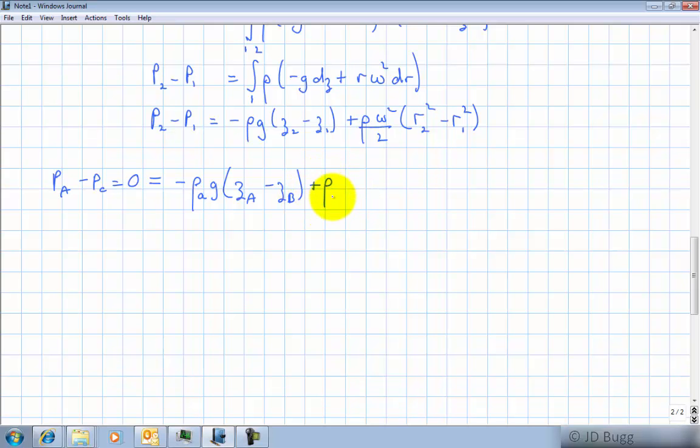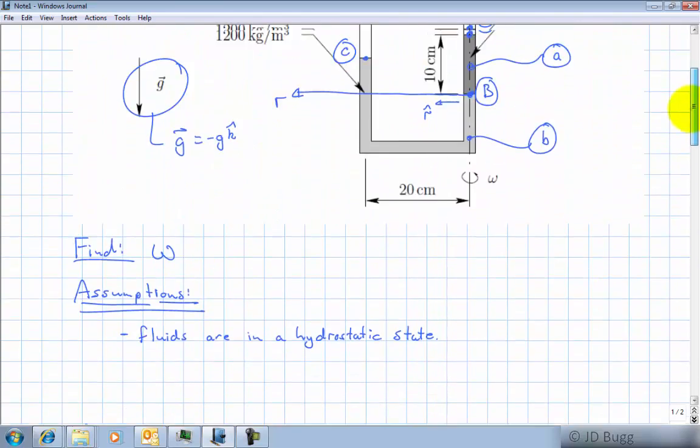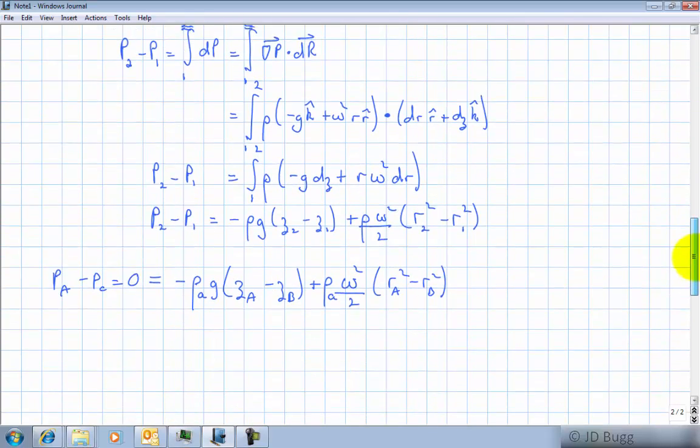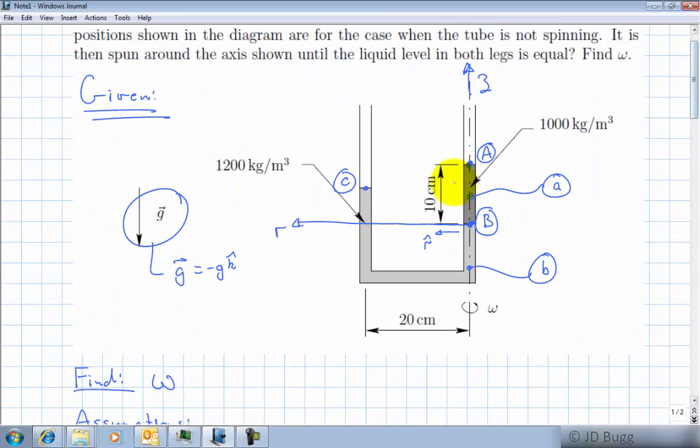plus still density of fluid A, omega squared over 2, and this is RA squared minus RB squared. Now, take a look at that. The radial coordinate of A and B are both the same. So that just cancels out. So RA minus RB is going to be 0. Now, that's true as long as this fluid doesn't have to go down so far that this point B goes around the corner.